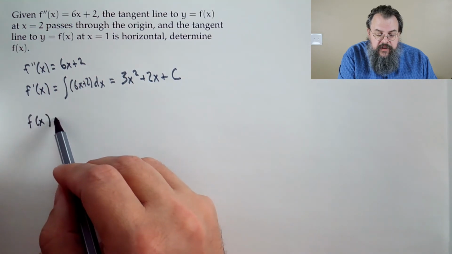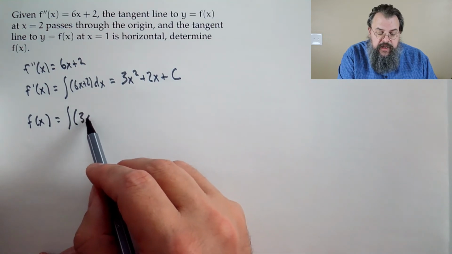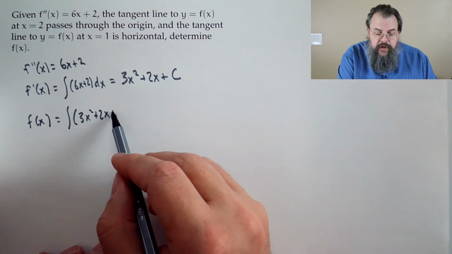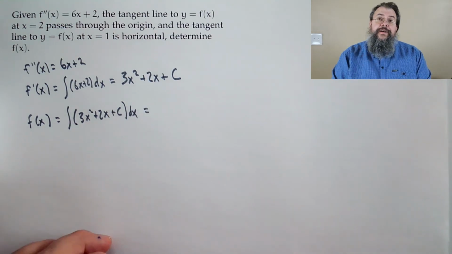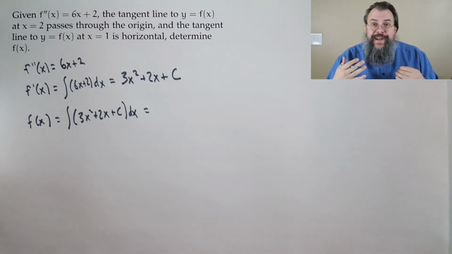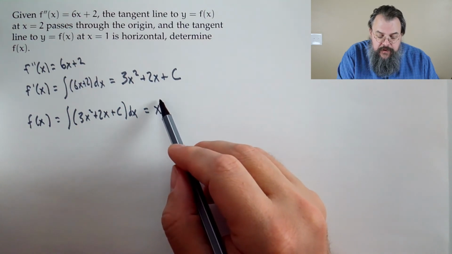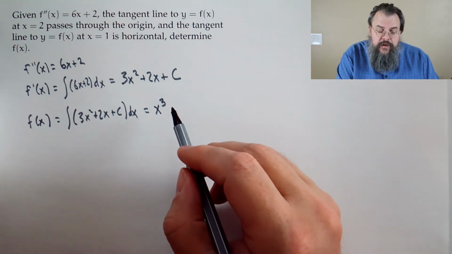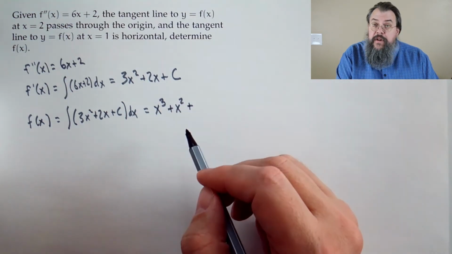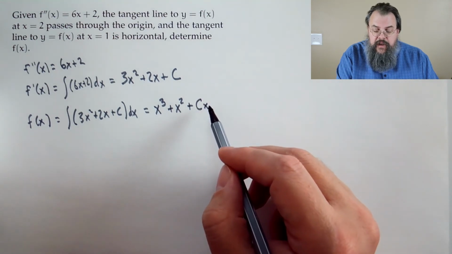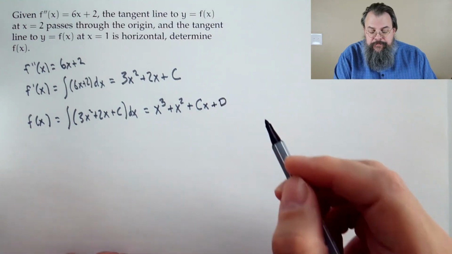F of x, all right, that's going to be the integral of f prime. So the integral of 3x squared plus 2x plus c dx. Well, the integral of 3x squared, hopefully we can get to the point where we're comfortable doing this in our head, would be 3 times 1/3 x cubed, which simplifies to x cubed. The integral of 2x is 2 times 1/2 x squared, which becomes x squared. Plus c becomes plus c times x, and then since we took an antiderivative, there's another constant, so plus d.